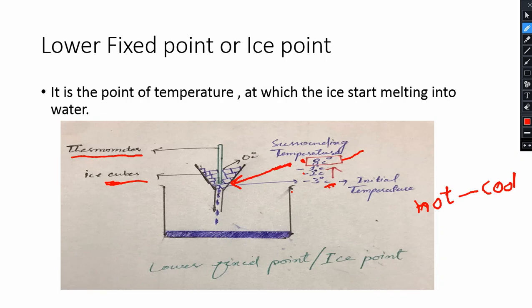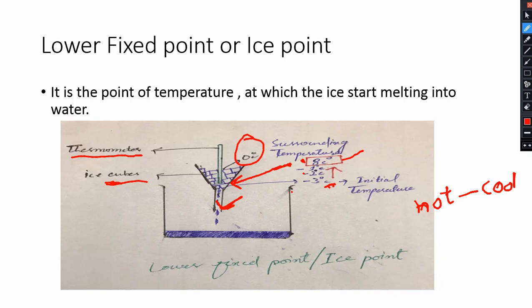At this point the ice will still be in solid form, but when the temperature reaches 0 degrees Celsius, the ice cube will start melting. At this particular temperature the ice starts melting, changing its shape and converting into water, because at the other temperatures the ice cube remained in solid cube form, but at 0 degrees Celsius the ice starts melting. That's why it is called the lower fixed point or ice point. Why? Because there is no other temperature at which the ice starts converting into water or melting except 0 degrees Celsius.